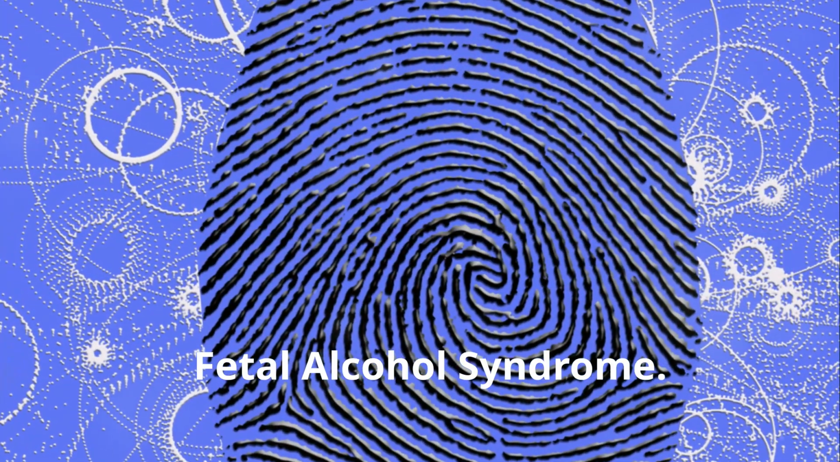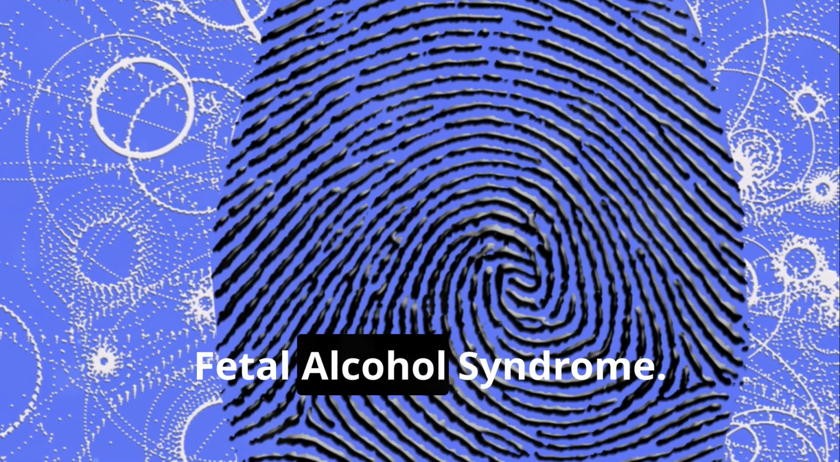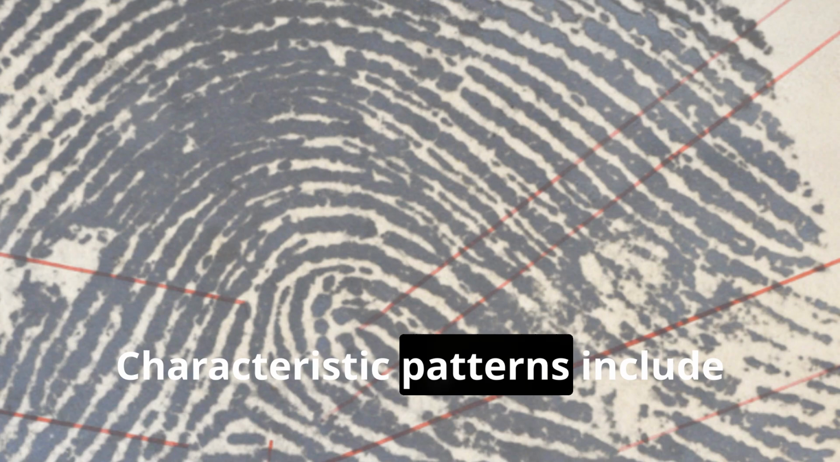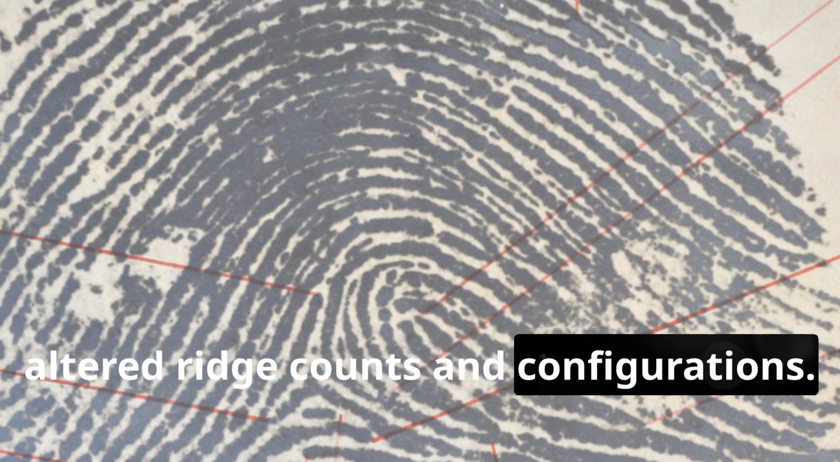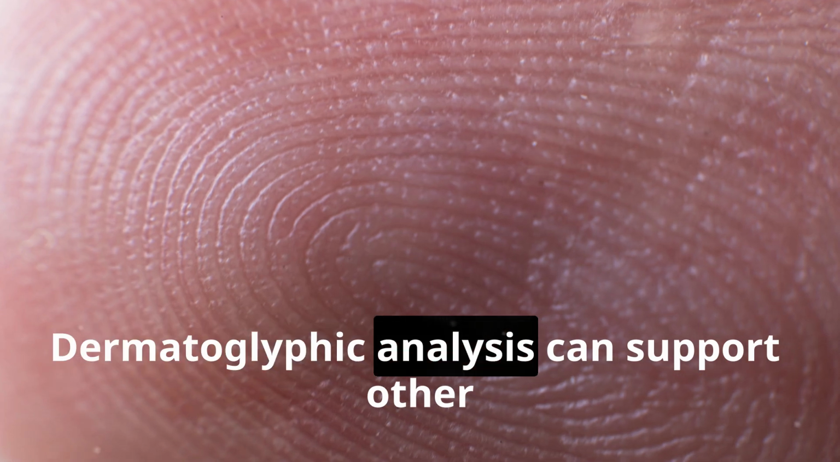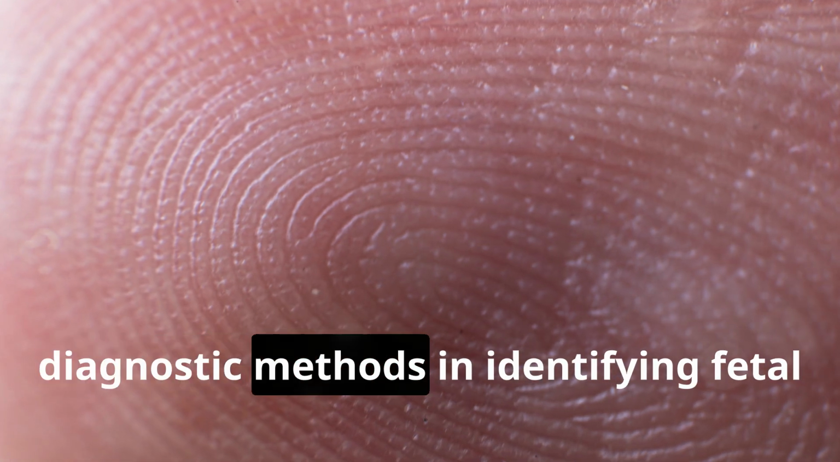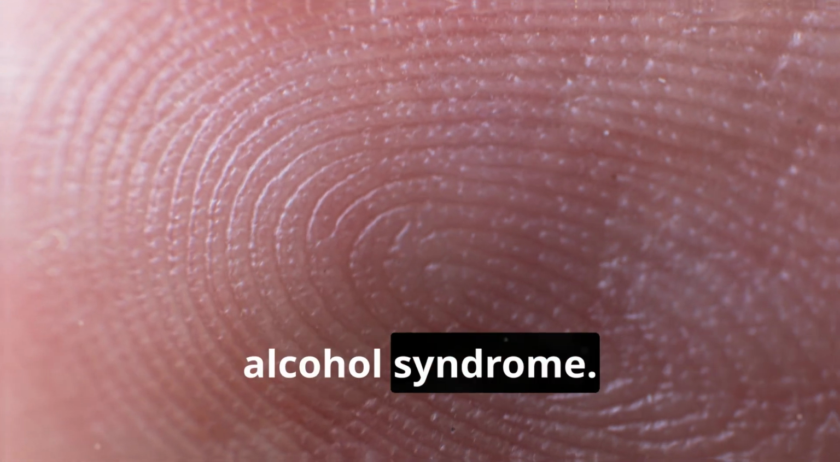Prenatal and early childhood screening. Fetal alcohol syndrome. Characteristic patterns include distinctive fingerprint patterns such as altered ridge counts and configurations. Dermatoglyphic analysis can support other diagnostic methods in identifying fetal alcohol syndrome.